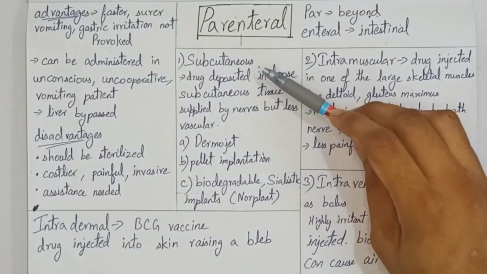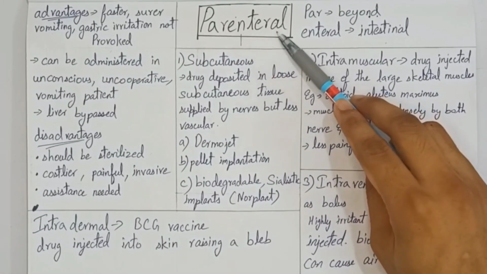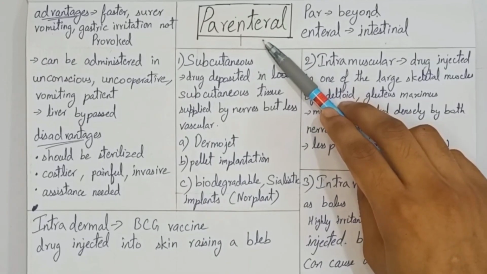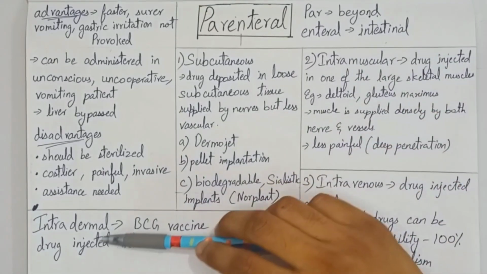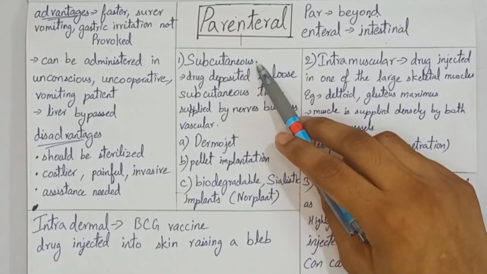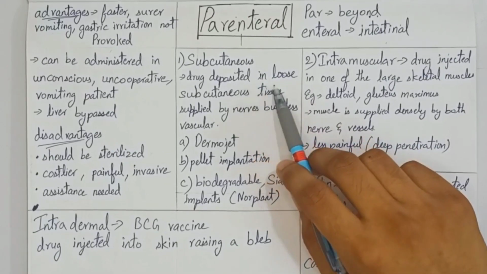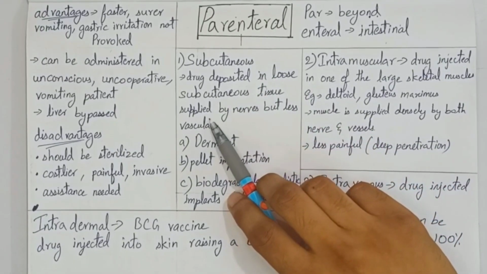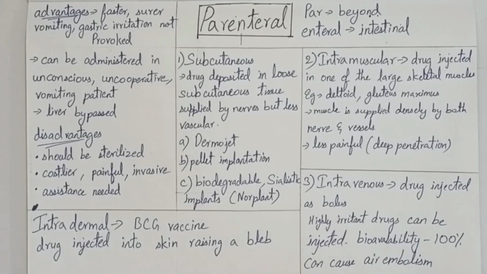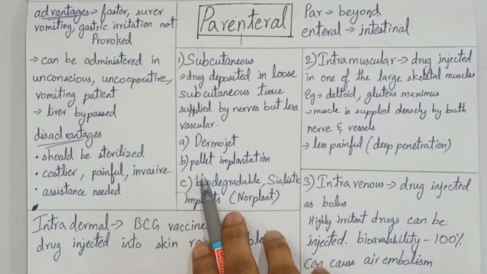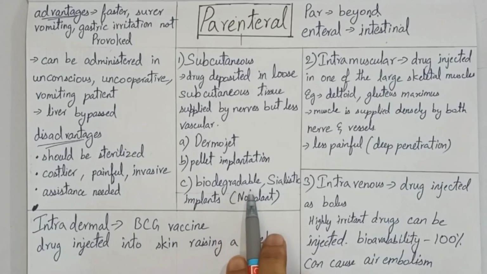Subcutaneous route of drug administration. The parenteral route has 4 types of drug administration: subcutaneous, intramuscular, intravenous and intradermal. In the subcutaneous route, the drug is deposited in loose subcutaneous tissue which is supplied by nerves, but it is less vascular; it has fewer blood vessels. The examples are dermojet, pellet implantation and biodegradable or cyclastic implants.